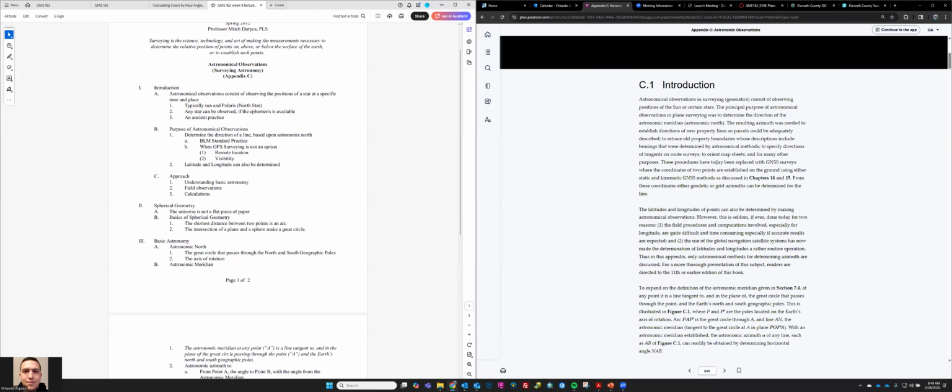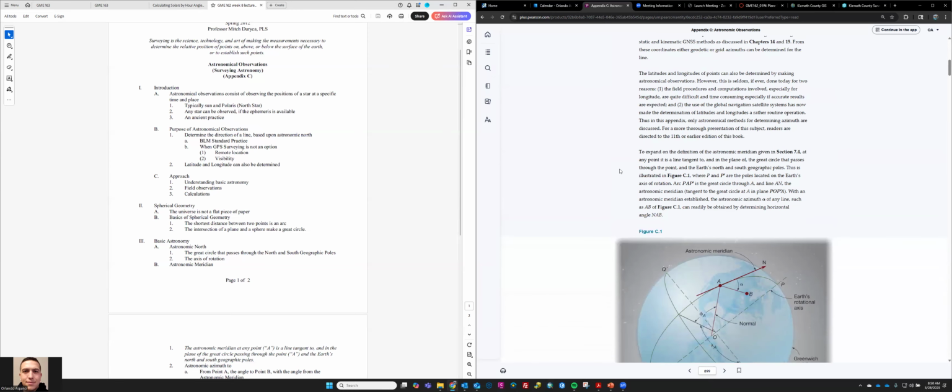These procedures have been replaced with GNSS surveys, where coordinates of control points are established on the ground, either using static or kinematic GNSS methods, as discussed in chapters 14 and 15. From these coordinates, either geodetic or grid azimuths can be determined for a line, right? Latitude and longitude of points can also be determined by making astronomical observations. However, it's seldom, if ever, done today for two reasons.